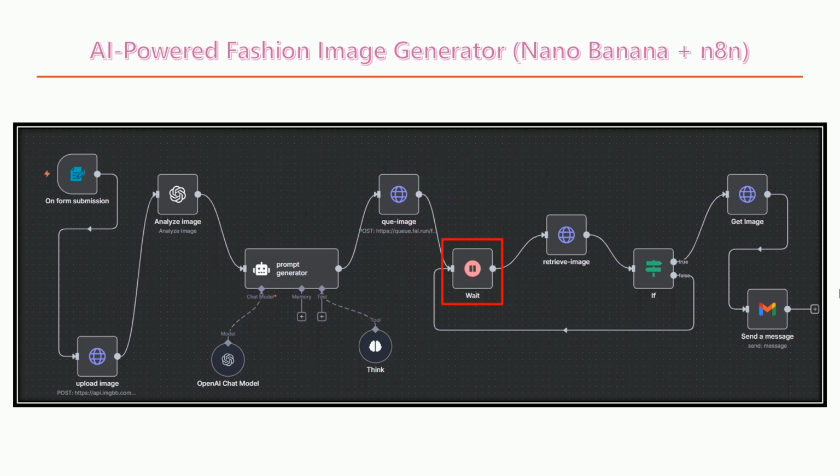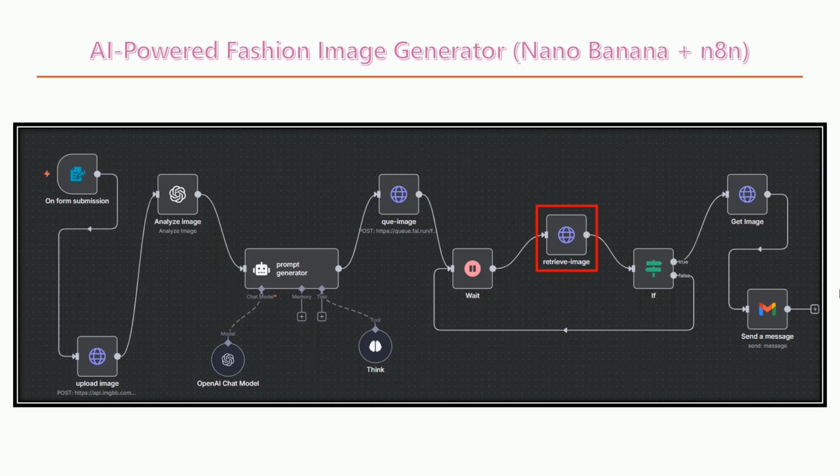And then we have the wait node. It pauses the workflow to give time for the image generation process to complete. So here we will use 30 seconds. And then the next node is retrieve image. It is going to check the status of the queued image generation task.